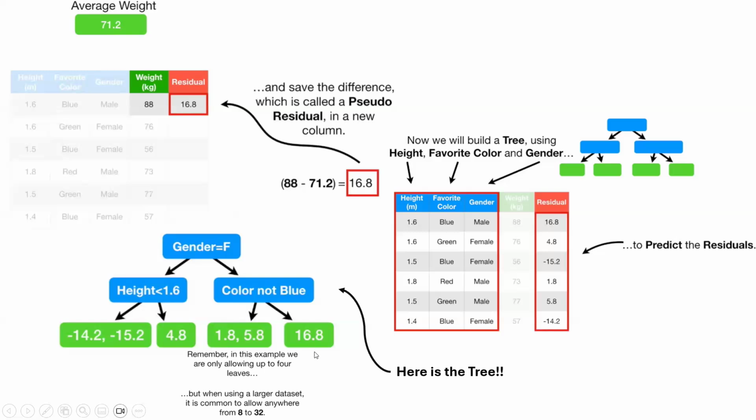But in larger data sets, you will allow the leaves to grow up to 8 to 32. That is a different case. But in this example, we are only allowing 4 leaves. So once you have those 4 leaves, you will consolidate the records coming to the same leaf.